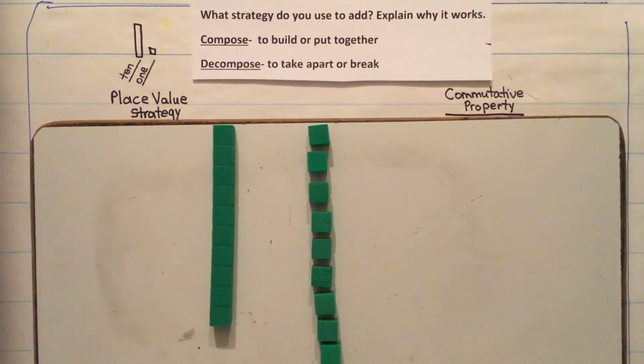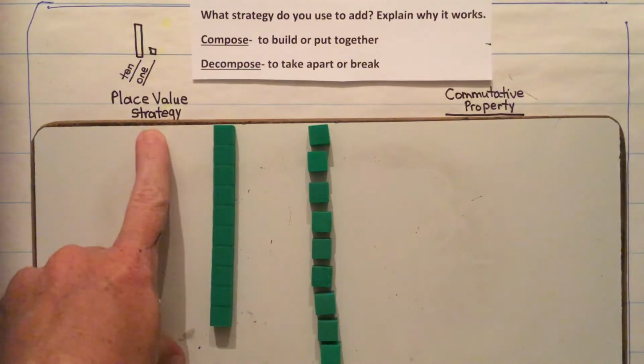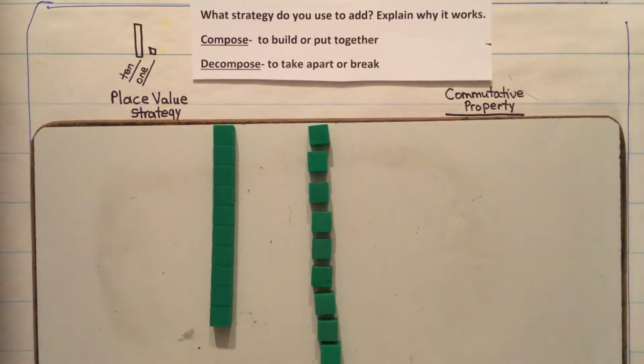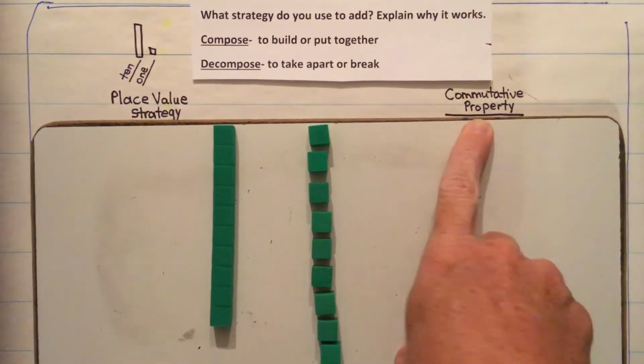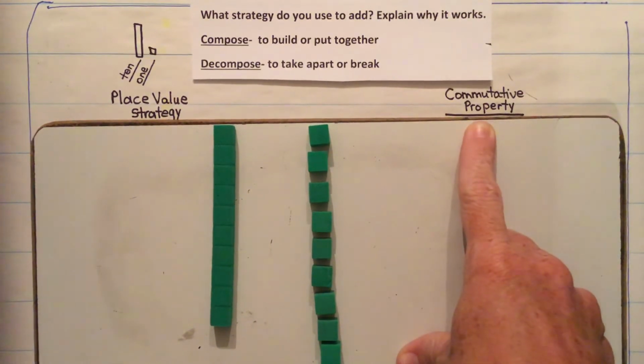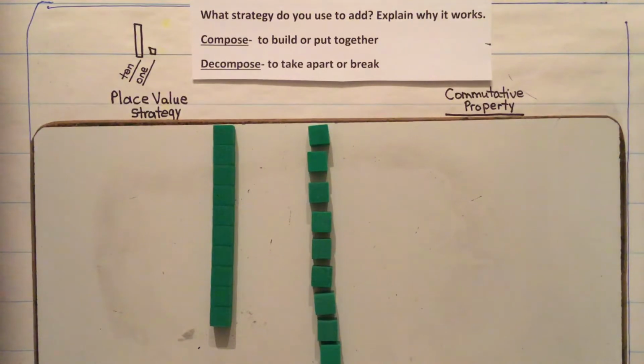Hello second graders. Today we're going to talk about different strategies that you can use when adding numbers up to 100. We're going to discuss the place value strategy, and we're also going to talk about the commutative property, using it to add numbers up to 100. Our essential question is, what strategy do you use to add, and explain why it works.